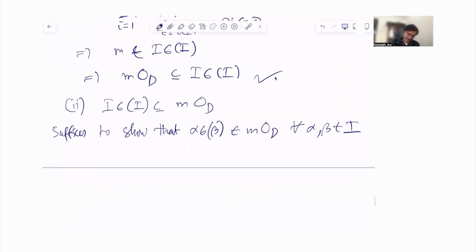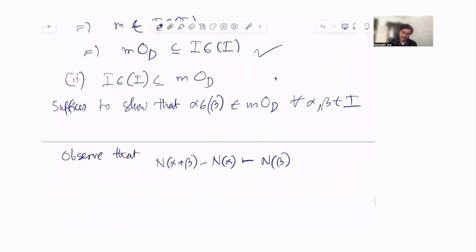Now the small trick: observe what the norm of alpha plus beta, minus norm alpha, minus norm beta, is. This is equal to alpha times sigma beta plus sigma alpha times beta. Right? Everything is commutative, so there is no worry.